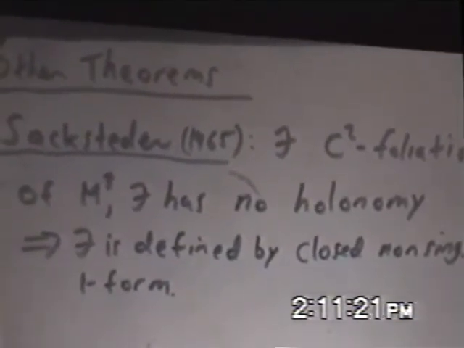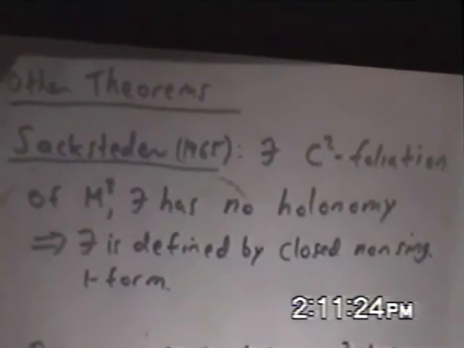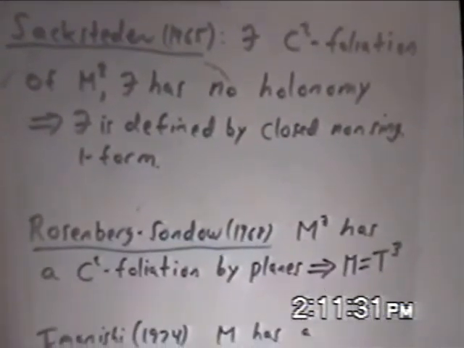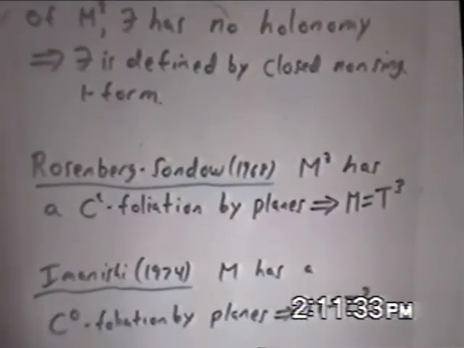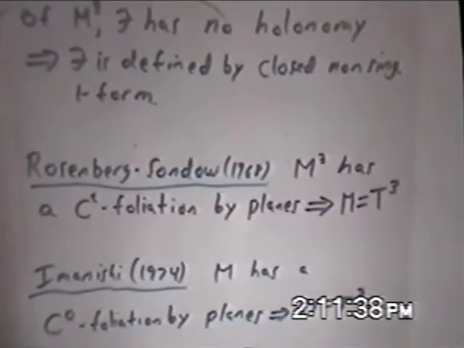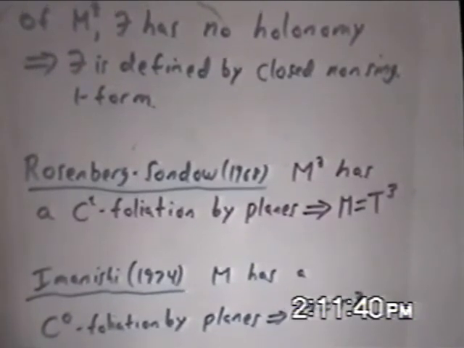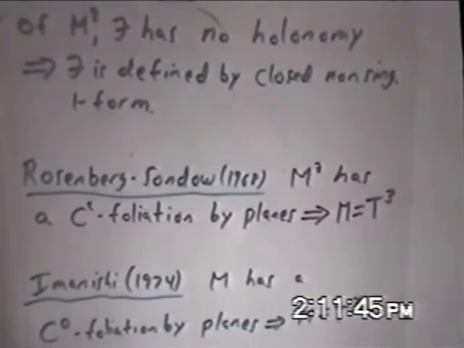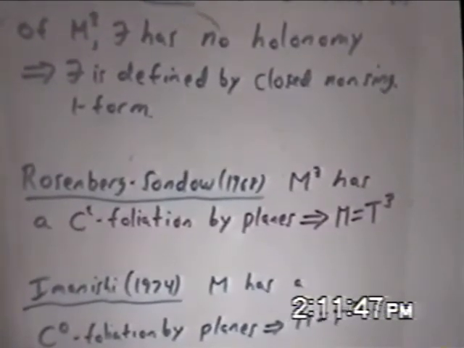So here, I'm going to state some other theorems. These are theorems which say, well, if a foliation has such and such property, then you maybe know something about the manifold. So here's Sacksteder's theorem, and he says that if you have a C2 foliation of a 3-manifold, and the foliation has no holonomy, then, so it's a codimension 1 foliation, actually this is a codimension 1 theorem.